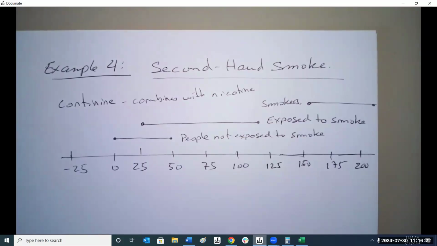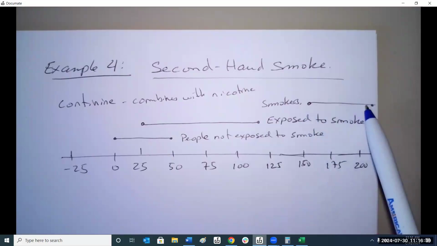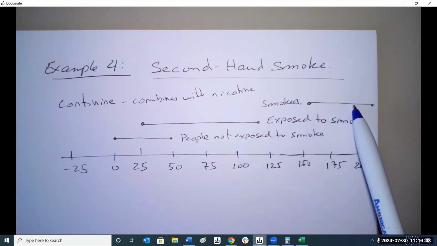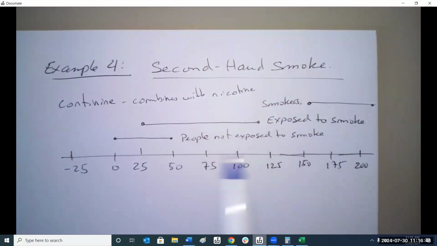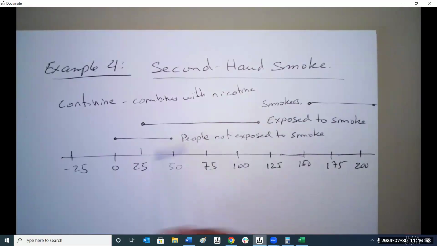That's a good idea. So these people are exposed to smoke, these are not exposed to smoke, and this is their level of cotinine. There's no exposure for these, 100% not smoking. They have a high level, and this one has a low level. So we can tell that these people don't smoke.